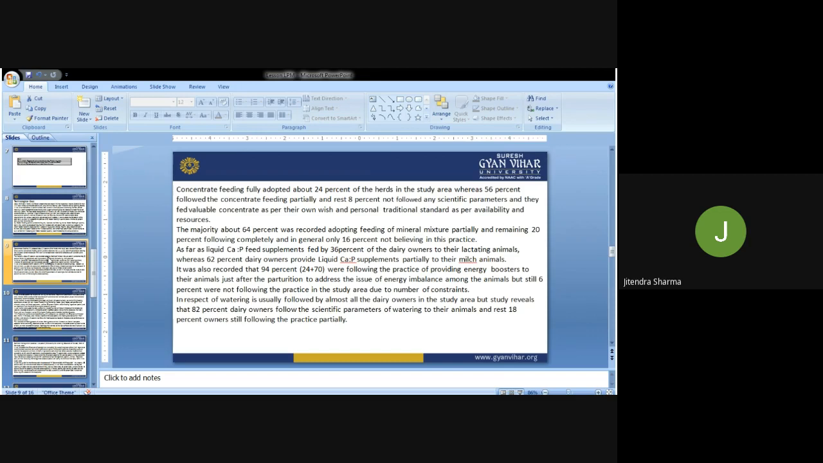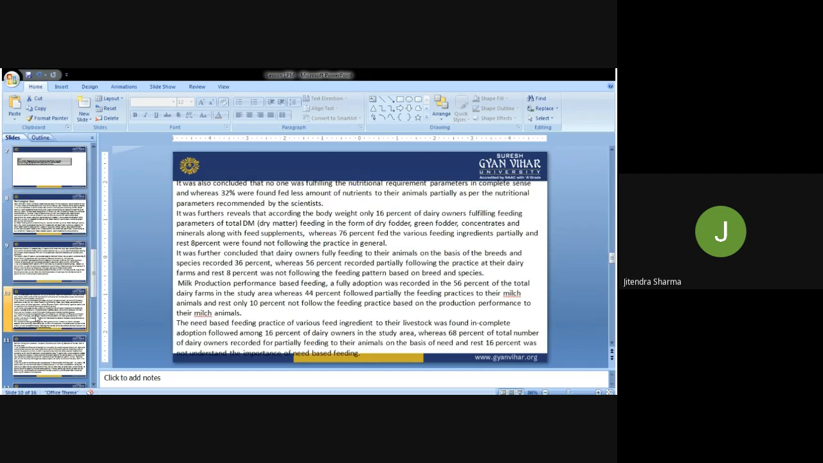the study reveals that 82% of dairy owners followed the scientific parameters of watering their animals, because we know that for production of 1 liter of milk, approximately 5 liters of drinking water is required. In summer, and in the winter, 3-4 liters is required. So this is very important: if the animal is giving 10 liters or 20 liters or 30 liters of milk, then we have to calculate how much water is required for the animal.